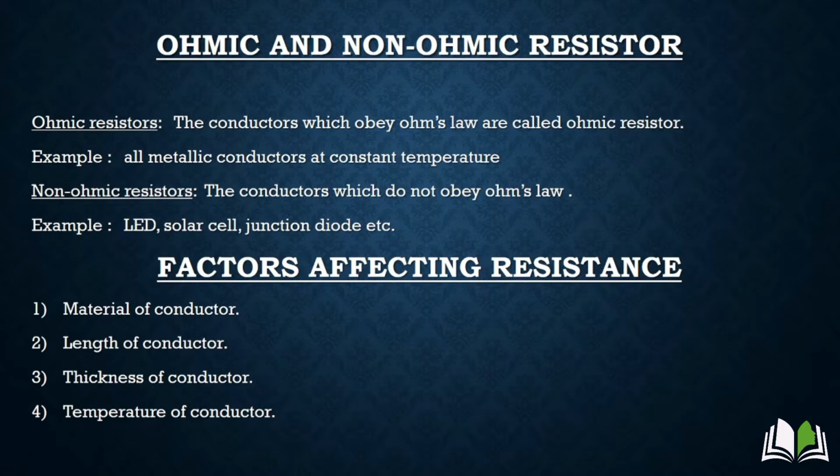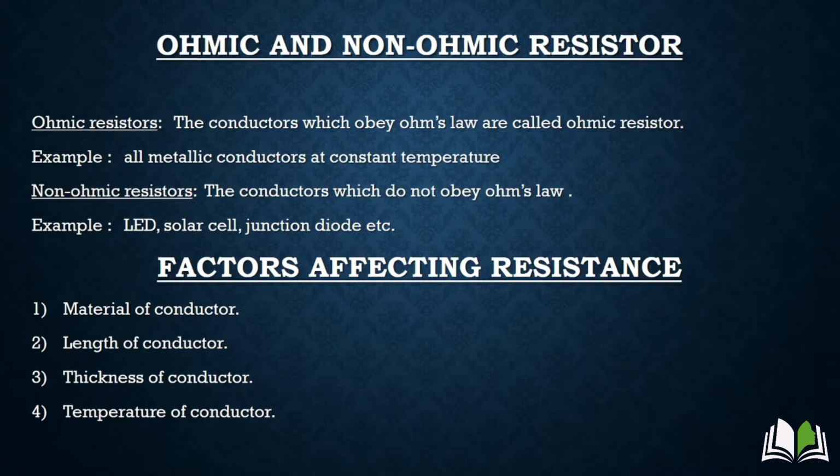The second point is the dependence on the length of the conductor. For a long conductor, the number of collisions between the free electrons and the positive ions will be high, because the length of the conductor is high. For a short conductor, the number of collisions will be less, so the resistance will be less. So if L is the length of the conductor and R is the resistance, then resistance is directly proportional to the length of the conductor.